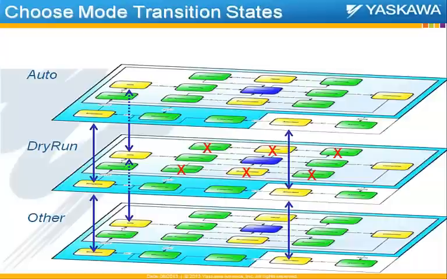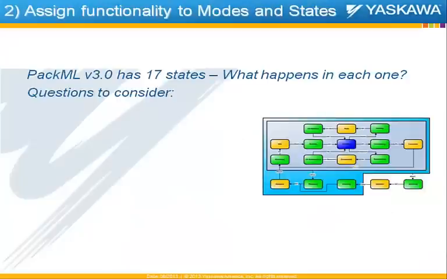Next is to assign functionality to the states. And although PackML version 3 has a great definition of the flow, how you get from one state to another, it doesn't really define in a detailed way what happens in that state.